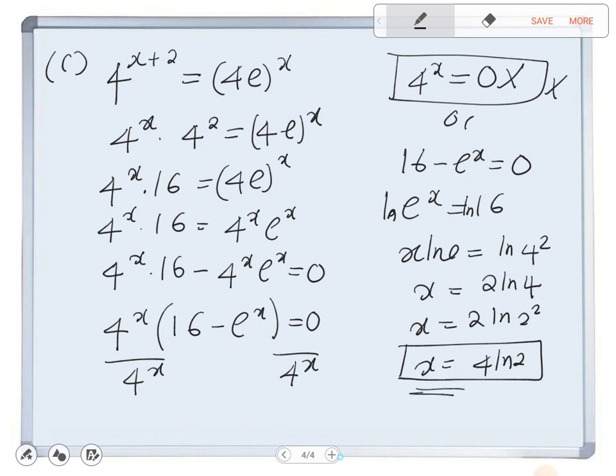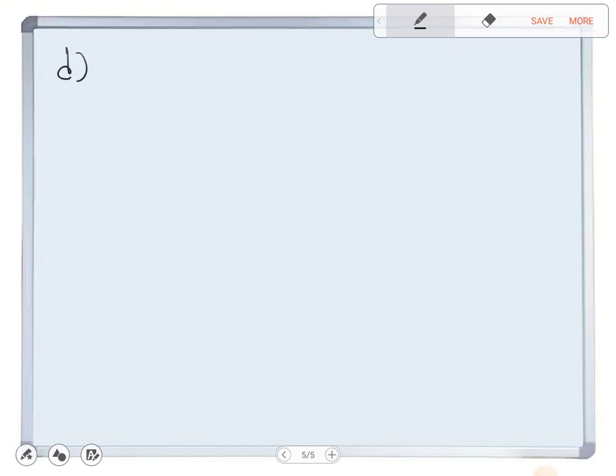The last one is e to the power 2x minus 2e to the power x minus 3 is equal to 0. So here we are going to substitute. Let's say u be equal to e to the power x. Then we substitute there. Where there is e to the power x, we put u.